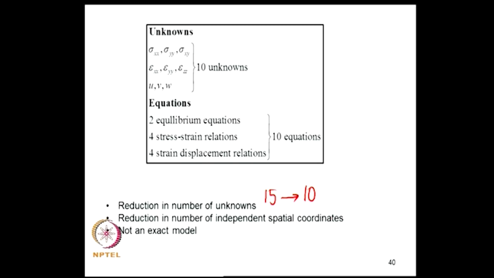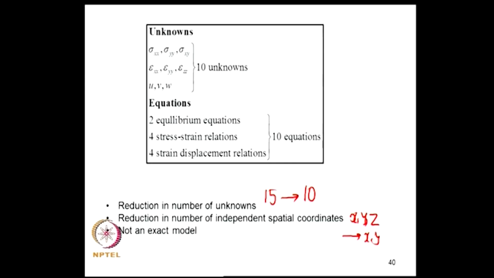Reduction in the number of independent spatial coordinates. So, this x, y, z becomes only x and y. Because of the approximations in the treatment of strain displacement relations, this is not an exact model. Suppose you analyze the plane stress problem and substitute the solution you obtain into the 3 dimensional equations of elasticity. You will be able to satisfy equilibrium equations and constitutive laws, but you will have difficulty in satisfying certain compatibility relations. Not all 6 compatibility equations will be satisfied. So, that is one of the limitations of the plane stress model.